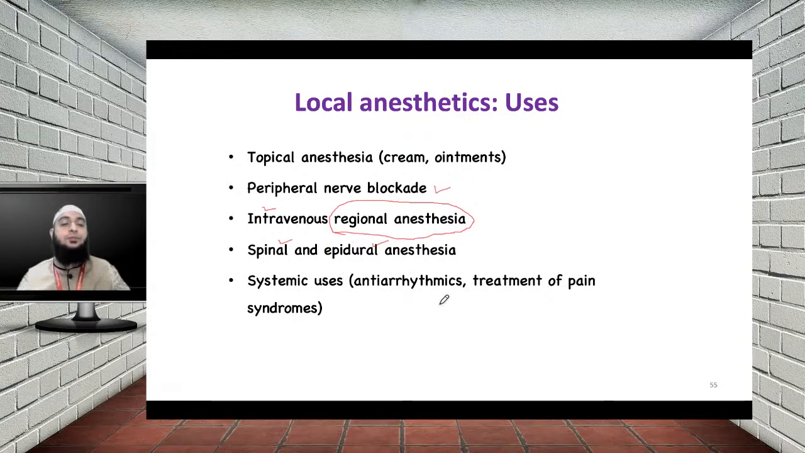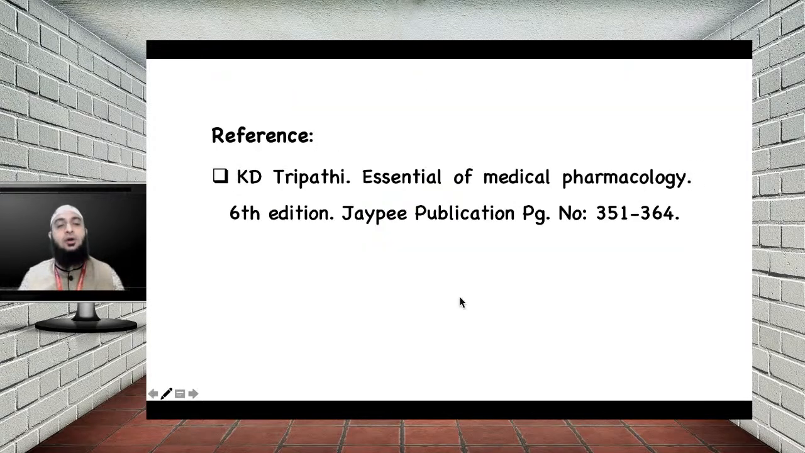And lastly, it is used as a systemic drug. Its use is limited as an antiarrhythmic drug or in treatment of pain syndrome. Suppose you are suffering from very severe cancer, then cancer pain is intolerable. If it is not controlled even by giving morphine, a very strong analgesic drug, then in that case you can think of blocking the nerve which carries the pain sensation. So that is the last choice in case of cancer pain. So treatment of pain syndrome can be given, and local anesthetics like lidocaine and procainamide are also used as anti-arrhythmic drugs. So these are the different uses of the local anesthetics.